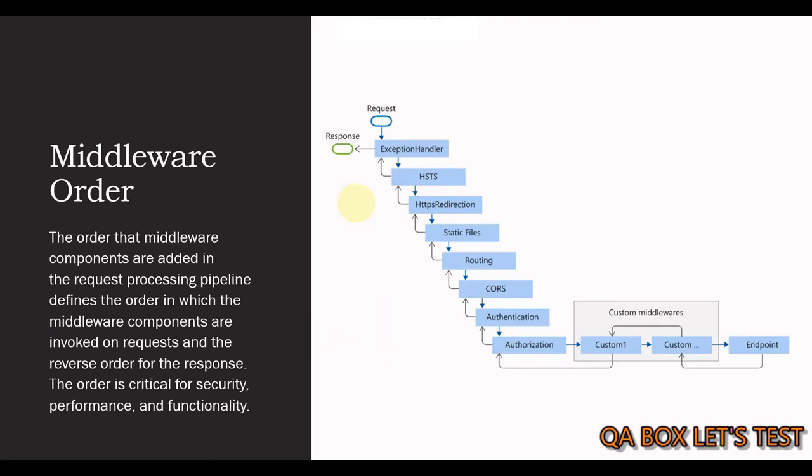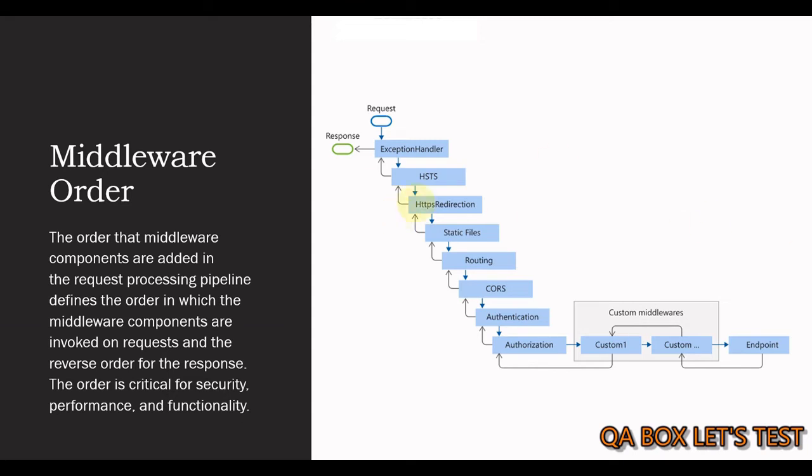Now we can have, guys, multiple middlewares, and hence it becomes very important to call them in the right order. The order in which middleware components are added to the request processing pipeline defines the order in which they are invoked on request, and the reverse order for the response. The order is critical for security, performance, and functionality. So guys, remember this, note this. We need to know the list and order of middlewares being implemented in our API under test.